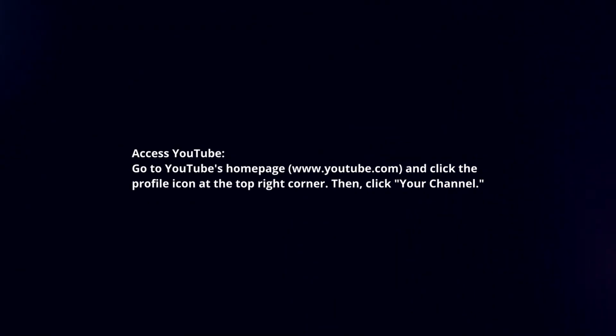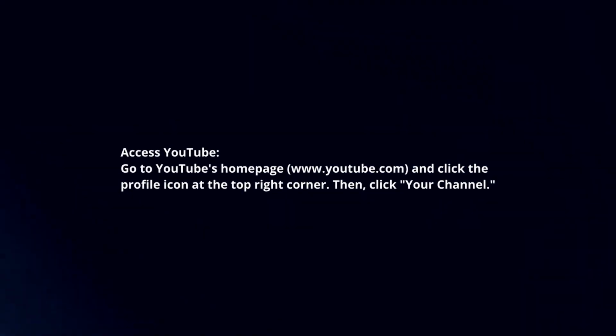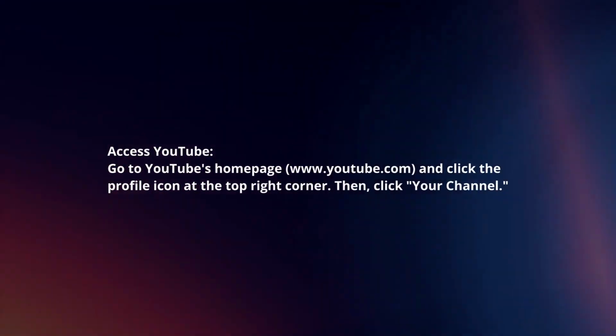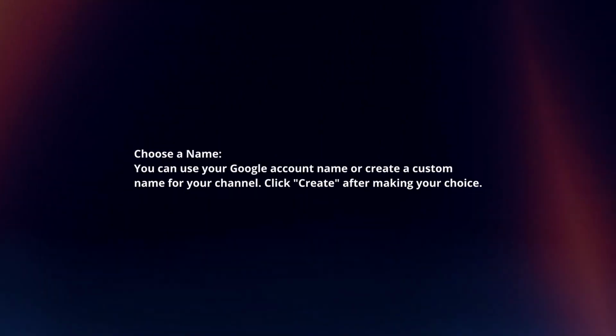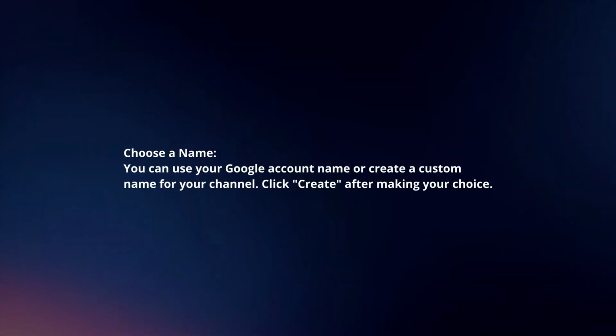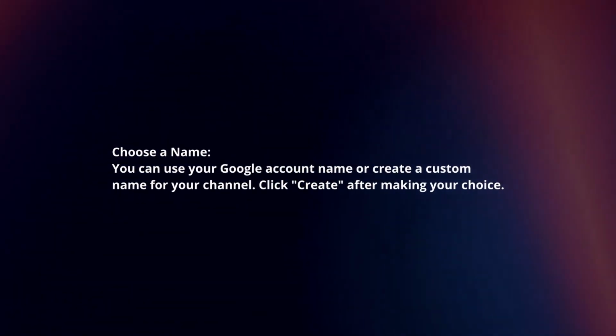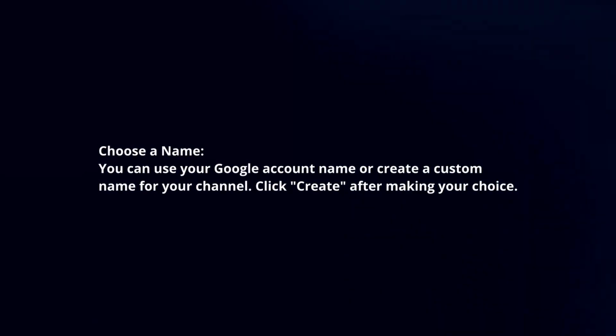Access YouTube. Go to YouTube's homepage and click the profile icon at the top right corner, then click Your Channel. Create Channel. Click Create Channel to start the channel setup process. Choose a name. You can use your Google account name or create a custom name for your channel. Click Create after making your choice.